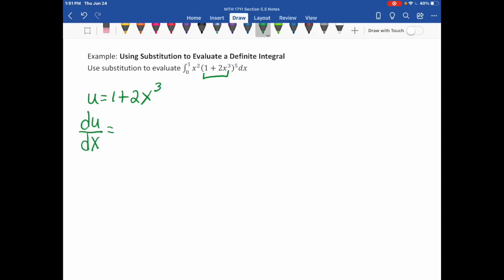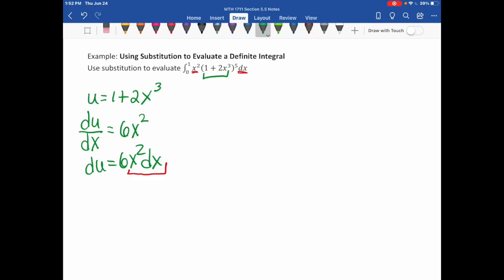Now I'm going to take the derivative of u with respect to x. The derivative of 1 is 0. When I take the derivative of 2x to the third, that gives me 6x squared. I'm going to multiply both sides by dx. I have 6x squared dx. So if I replace that 1 plus 2x to the third, we'll have u to the 5th, but we still have to replace x squared dx.